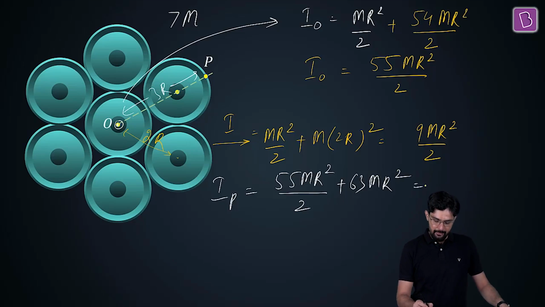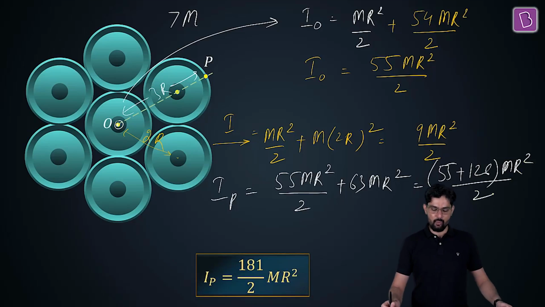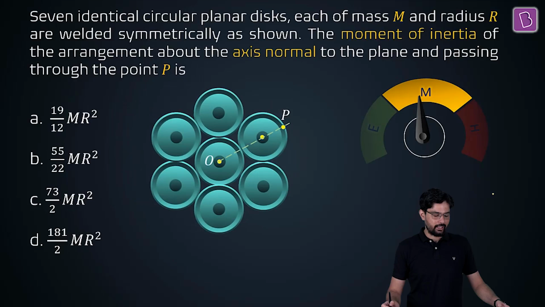So this is going to become 55 plus 126 mr square by 2, that is 181 mr square by 2. So in this case, the correct option is option D.